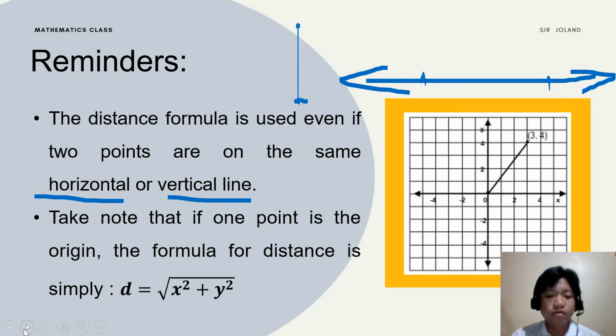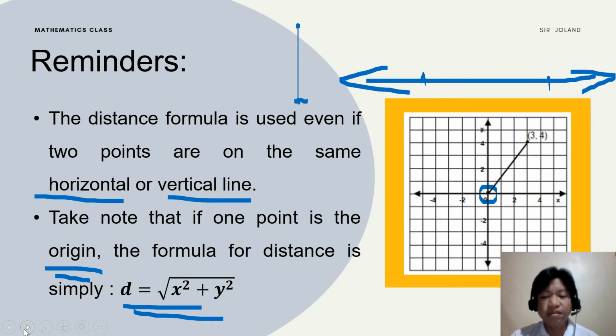Now, take note of this. If one point is the origin, okay, the origin. So, ito yung origin natin. Ayan. The formula for the distance is simply this. Ayan, umiksi. Napakasimple na lang.